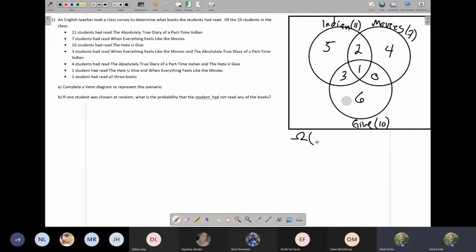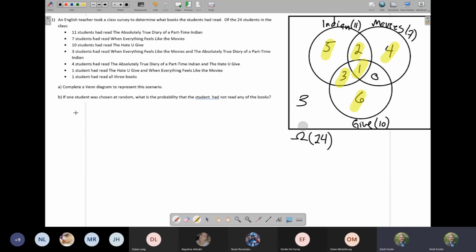So my total sample space was 24 students. I didn't do my final check to see what happens when I add up everything that is in my diagram here. So if I add up all of the individuals here, I've got 6 and 4 is 10, 5, 2, and 3 is 10, and 1 makes 11. So I've got 21 in total, and I'm supposed to have a total of 24. So that means I have to have 3 that are left outside.